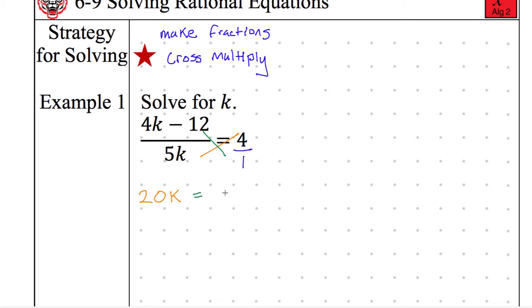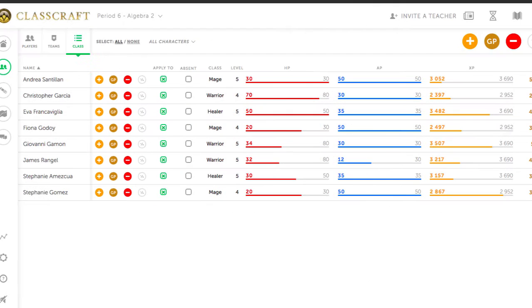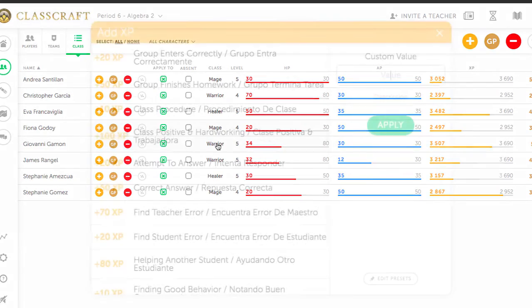We're going to have 4K minus, wait, what do you do? 4K minus 12. Perfect. Thank you, Gio. You can turn in your card. And since I'm on my computer, I can come back here and be like, immediately, yeah, that's 50 XP.